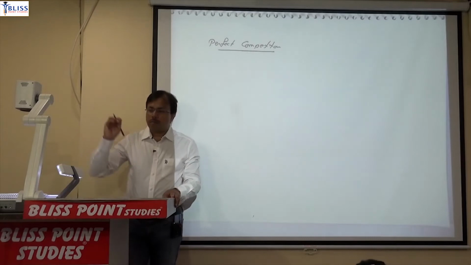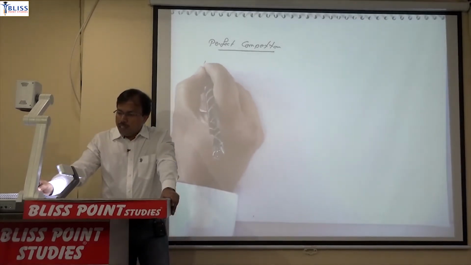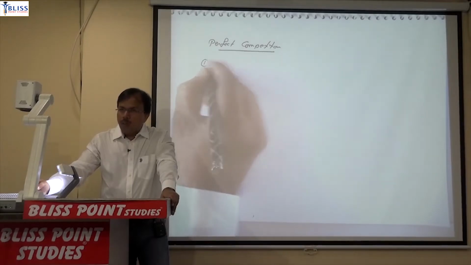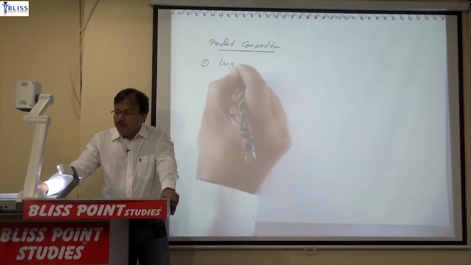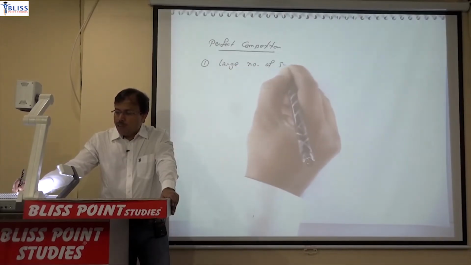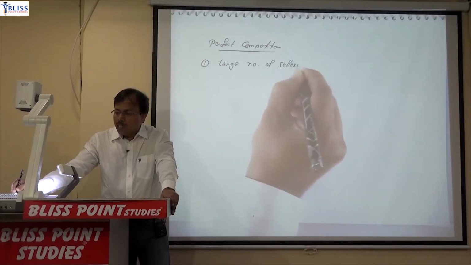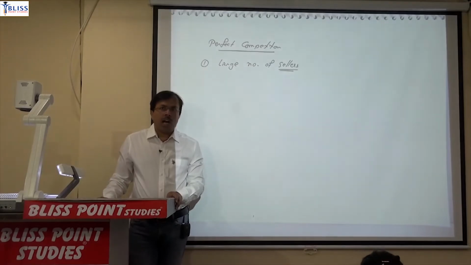Perfect competition market. To begin with this, write down the important features, not all but few only. Perfect competition market is characterized by a large number of sellers. So it is that market where there are a large number of sellers. But what is the significance or implication of this feature?